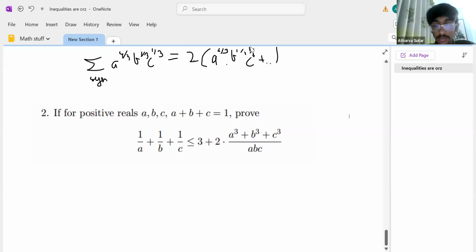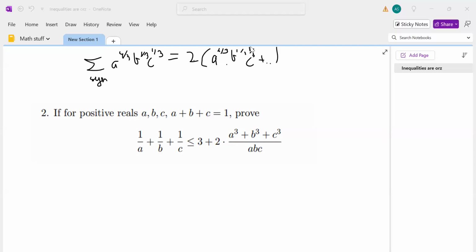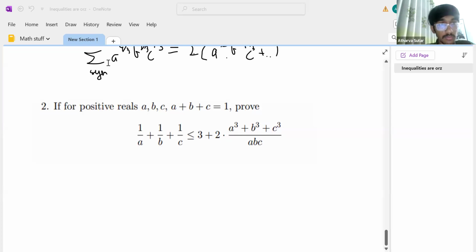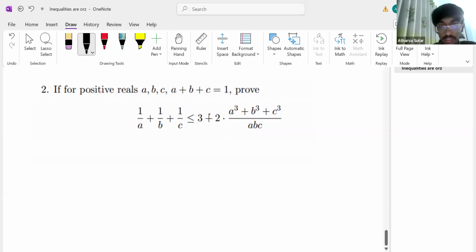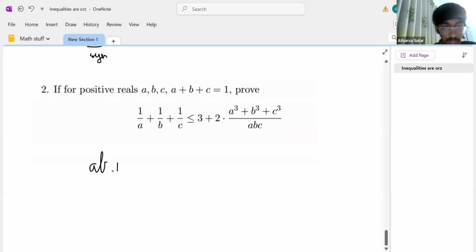So does anyone have any ideas? First, we can multiply by ABC both sides. Sorry, ABC? Or do you mean A plus B plus C? First ABC, then we can multiply A plus B plus C to the LHS. Oh, okay. So you're saying you're multiplying ABC on both sides. That will give us AB plus BC plus CA is less than or equal to 3ABC.